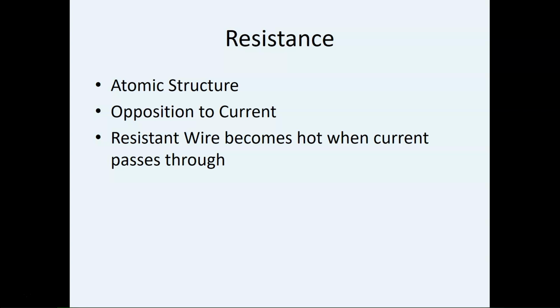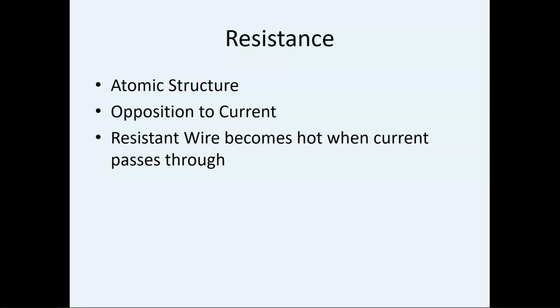So we like the ones that run between 5 to 8 electrons in that outermost shell because those are the ones that are resistant to current. In other words, they don't like to give up their electrons. They like to hold on to them tightly and not let them go. So the whole principle of resistance is that it's an opposition to the flow of current.